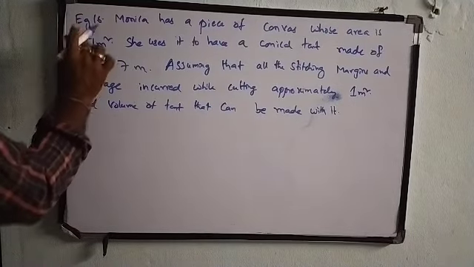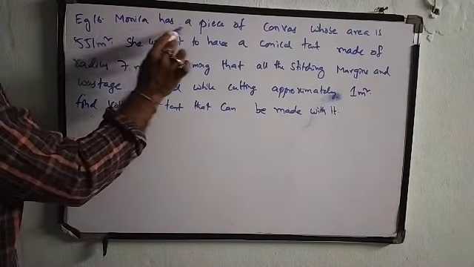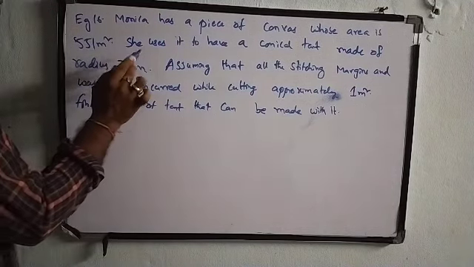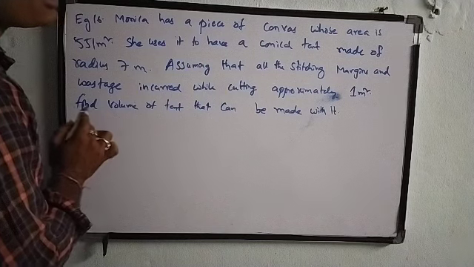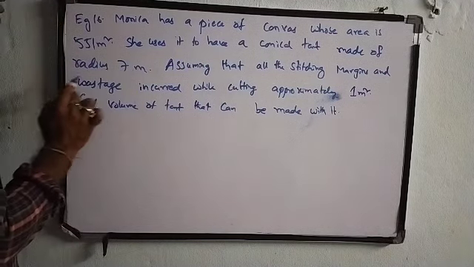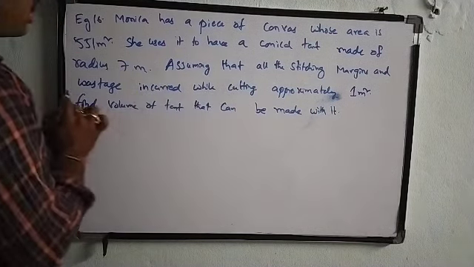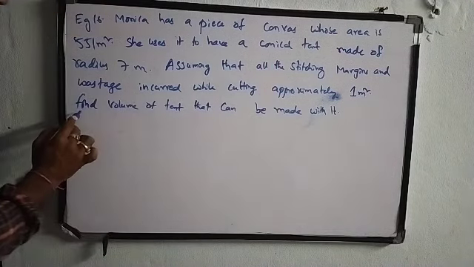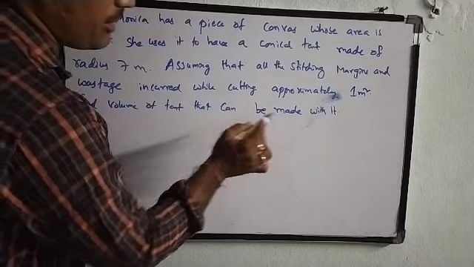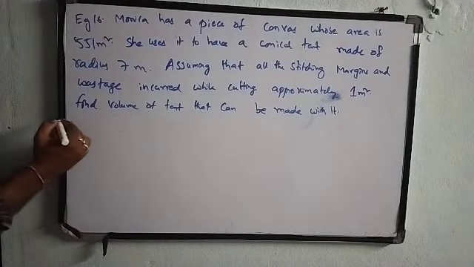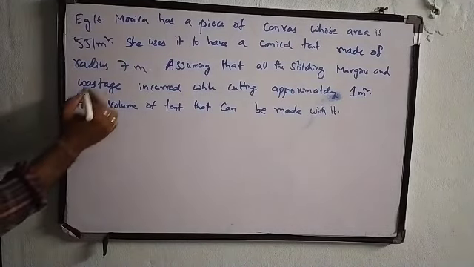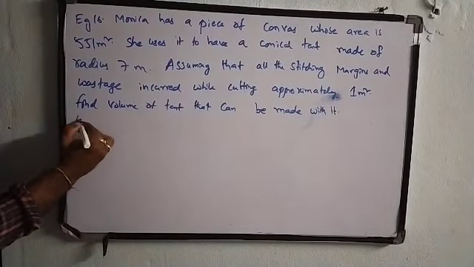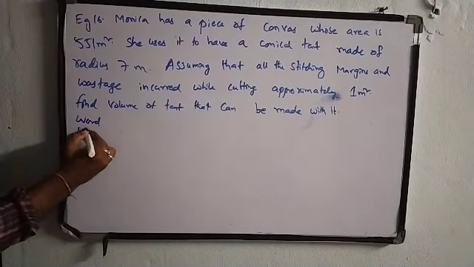Okay, next example 16. Question is, Monica has a piece of canvas whose area is 551 meter square. She uses it to have a conical tent made up of radius 7 meter. Assuming that all the stitches and margins and wastage incurred while cutting approximately 1 meter square, find the volume of the tent that can be made with it. Okay, she is making a conical tent and she is removing 1 meter square from the total area. So let us see the solution for this.